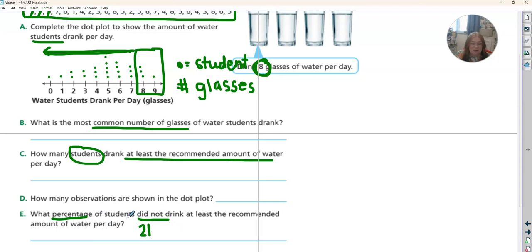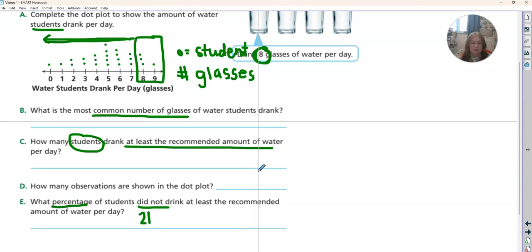But it doesn't just want to know how many students, it wants that percentage. So 21, and we had a total of 25, which you just figured out. And now we want to change that into a percent. Percents are always out of 100. So there's a couple ways we can do this. If you know how to get from 25 to 100, you can do the same thing to the numerator. If you're not sure about that, you can do 21 times 100 and then divide by 25, and that will give you the percent of students that did not. And it should be a pretty high number because most of the students were not drinking enough water.